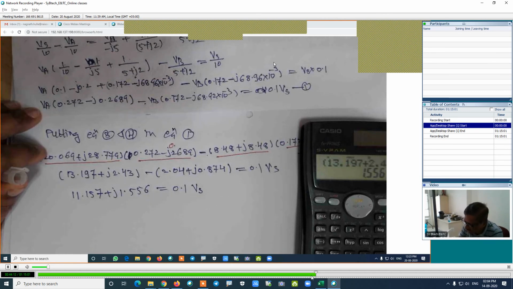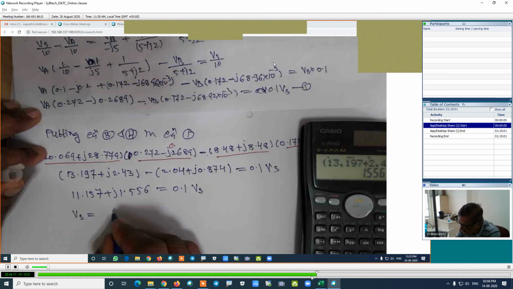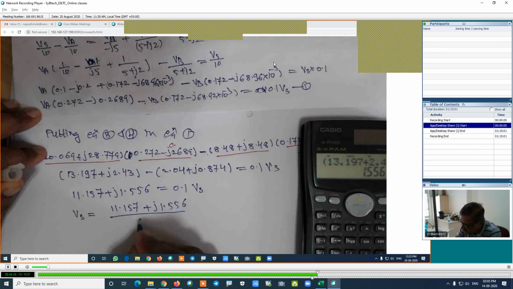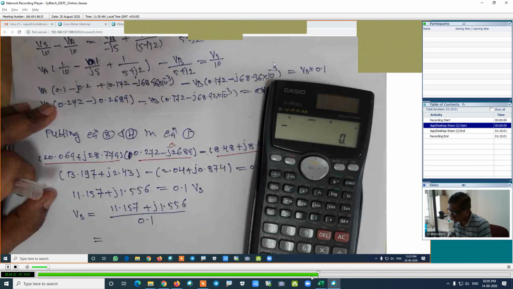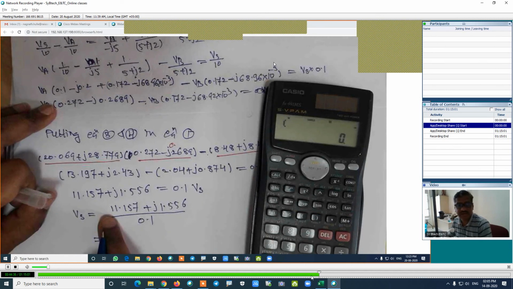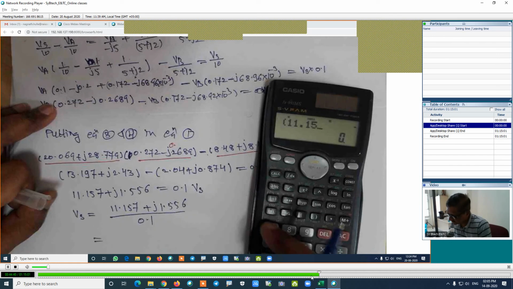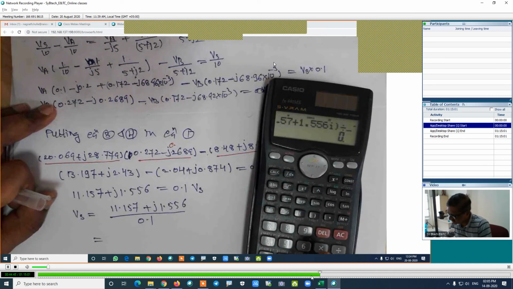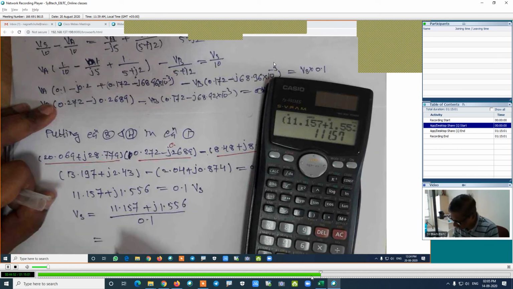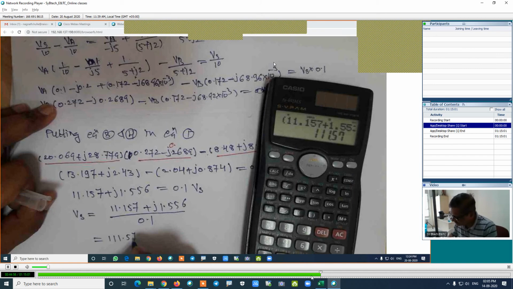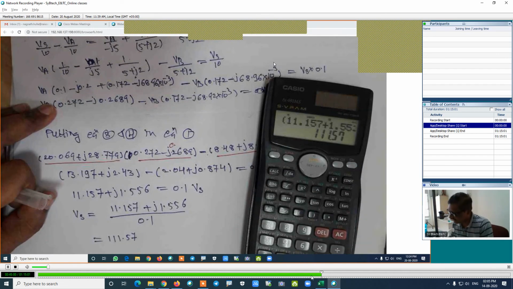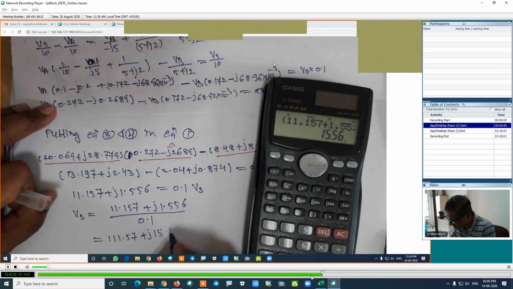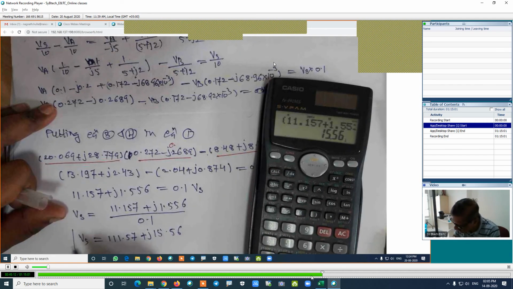Now here, how much is the value of Vs now? This Vs is equal to 11.157 plus j 1.556 divided by 0.1. Otherwise you can use the complex calculations also for that. If you are using the complex calculation, how will it be? This is 11.157 plus 1.556i, close the bracket, divided by 0.1, which is equal to. Its real part will be 111.57. Is it right? 111.57 is the real part, and shift of this value, which is plus j 15.56. This is the value of Vs, which is the final answer. Is it right?